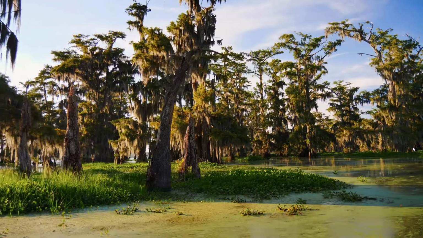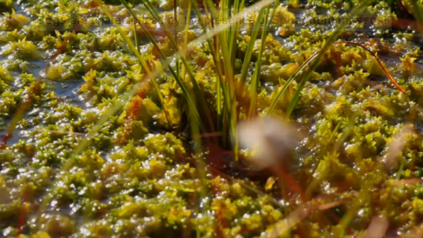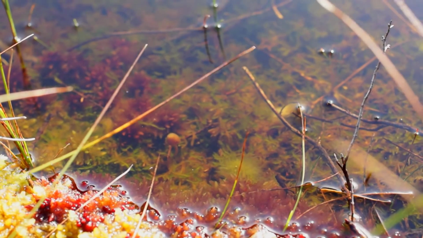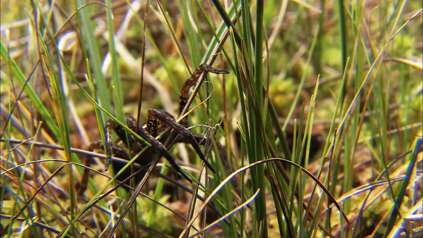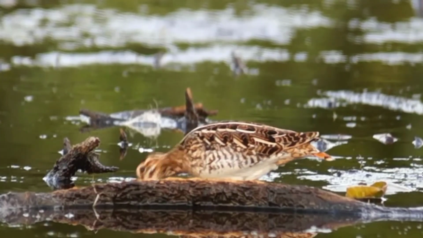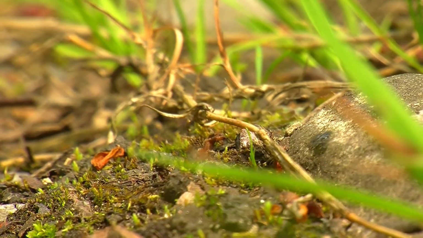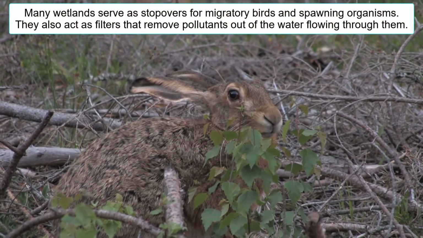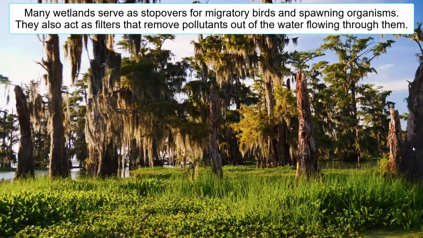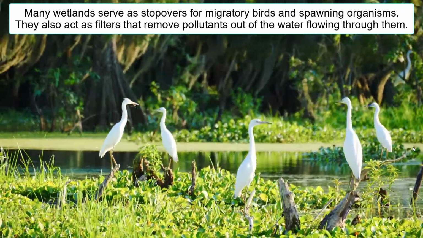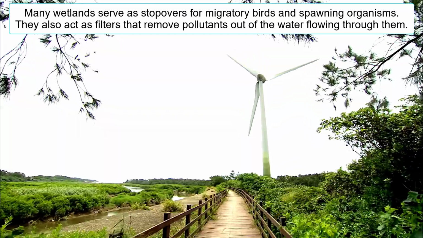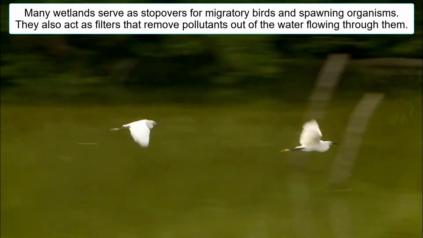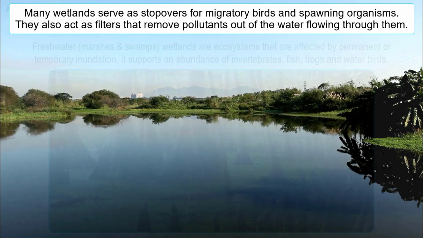There is another type of freshwater wetland called a bog, which is dominated by sphagnum mosses. Freshwater wetlands are the most productive freshwater ecosystem. They contain a wide variety of birds, fishes, mammals, invertebrates, and reptiles. Many wetlands are important as stopover for migratory birds, and they also provide protection for spawning organisms. Wetlands also act as filters that can remove pollutants out of the water that flow through them.